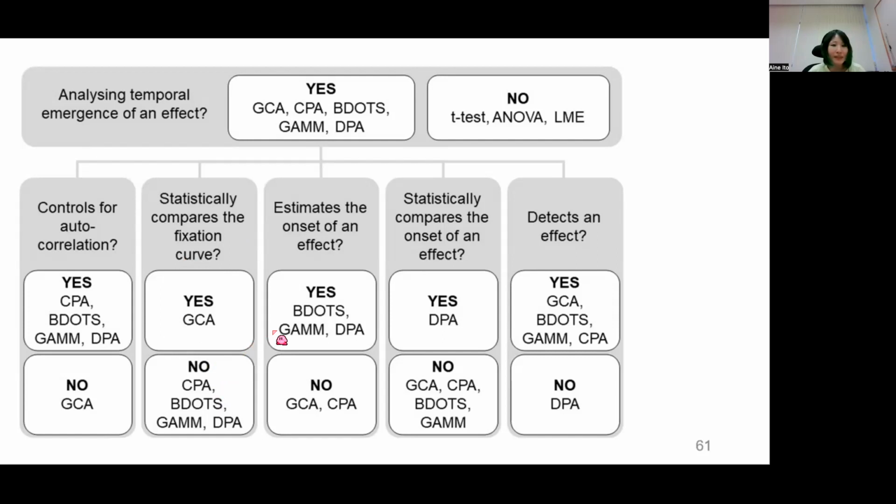If you wanted to estimate the onset of an effect, so if you want to know when an effect started to occur, you'd want to go for BDOTS or GAM or DPA. And if you want to statistically compare the onset of an effect, so if you want to know whether the onset was earlier in one condition than in another condition, you'd want to use DPA. But DPA doesn't detect an effect. So you'd want to use another analysis to first detect an effect and then use DPA to test when that effect starts to occur.